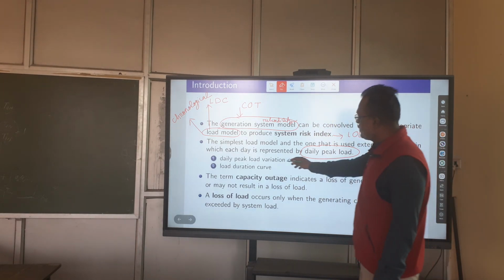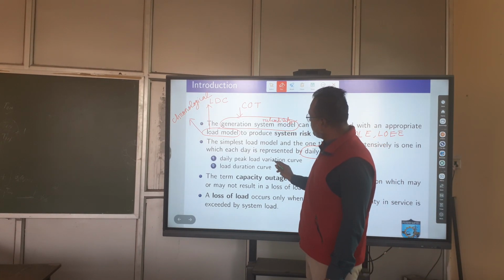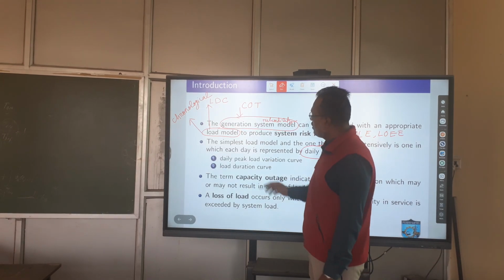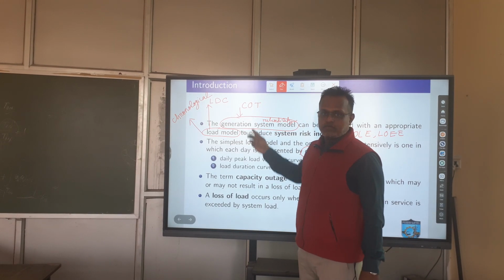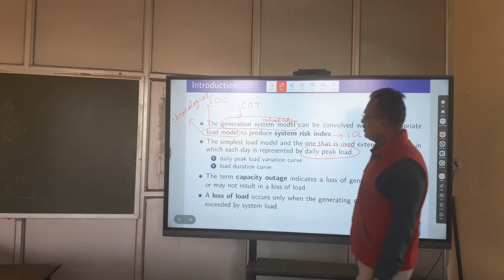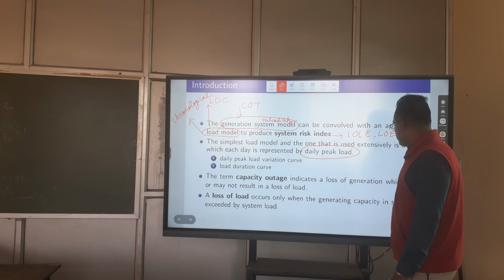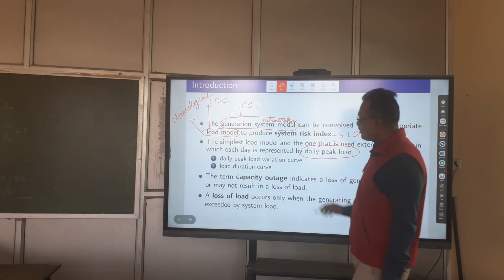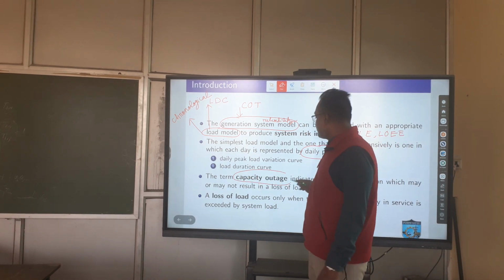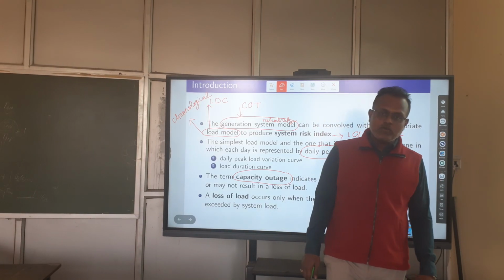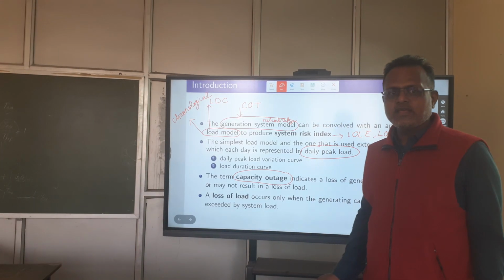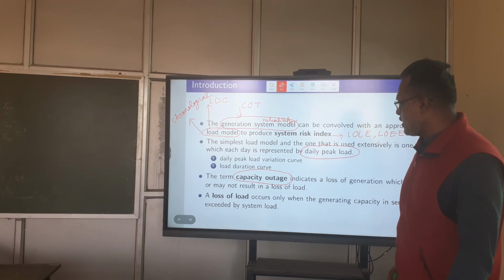It is about whether the peak load will be met or not. So you can have a daily peak load variation curve, chronological, or you can have a load duration curve. What is a load duration curve? We will see. The term capacity outage indicates a loss of generation which may or may not result in a loss of load. If the capacity outage is not resulting in any loss of load, it doesn't matter. We are not interested in that. We will only see the probability.